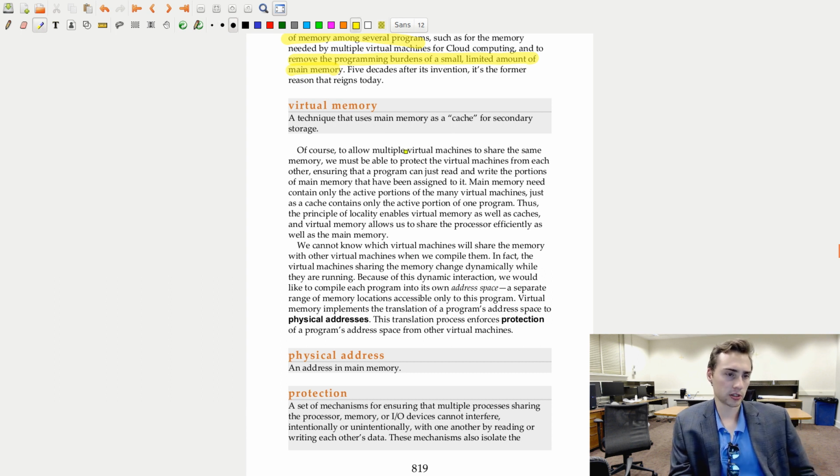Of course, to allow multiple virtual machines to share some memory, we must be able to protect the VMs from each other, ensuring that a program can read and write just the portions of main memory that have been assigned to it.